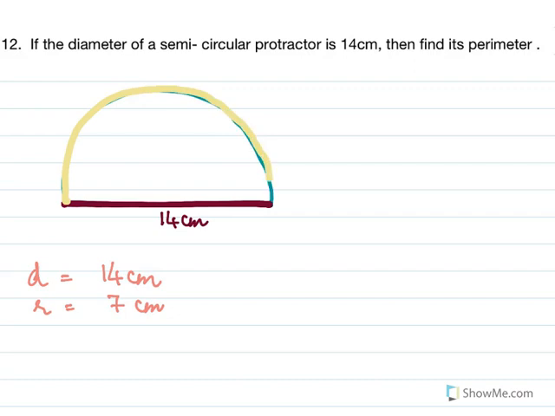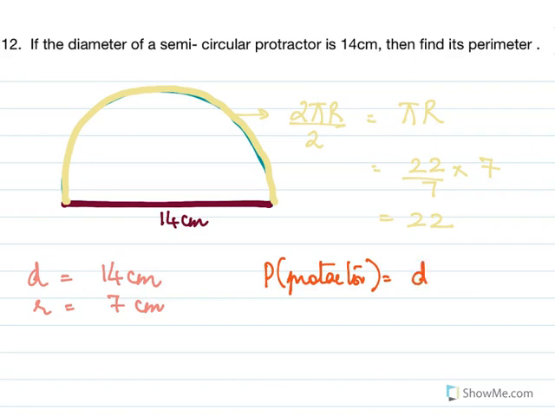This is the circular part of the protector. It's a semicircle, and hence the length of this will be 2 pi r divided by 2, which is pi r. Pi is 22 by 7 and the r we know is 7. So this is 22.